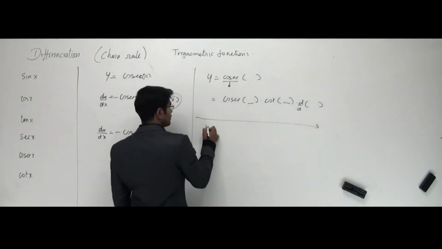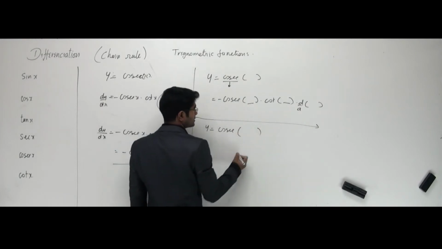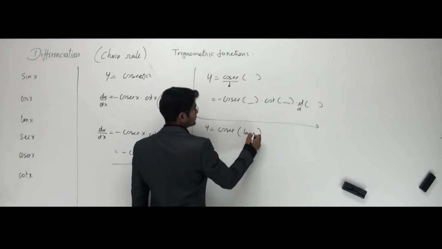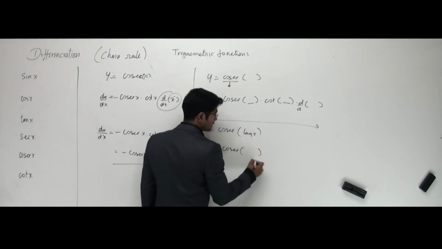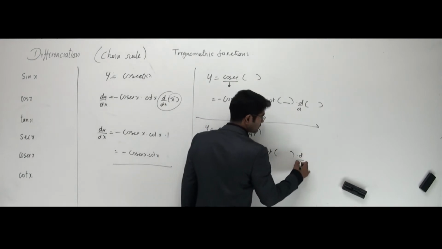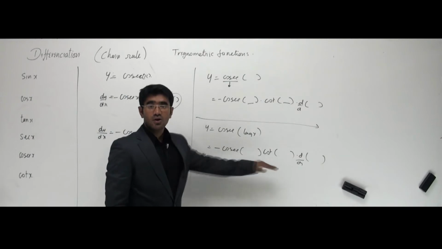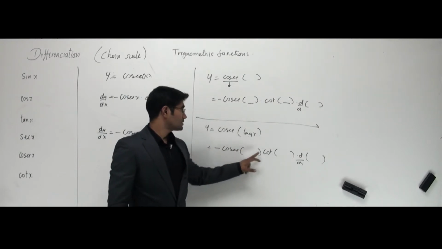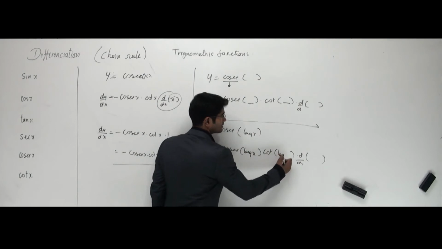Now if at all I take y is equal to cosecant, and there's a minus sign here, let's say of log x. So what happens? That is minus cosecant of whatever is inside into cot of whatever is inside into d by dx of that thing. So basically you have to understand cosecant opens like cosecant cot. Inside is log x, there's a log x and a log x, and that's it.